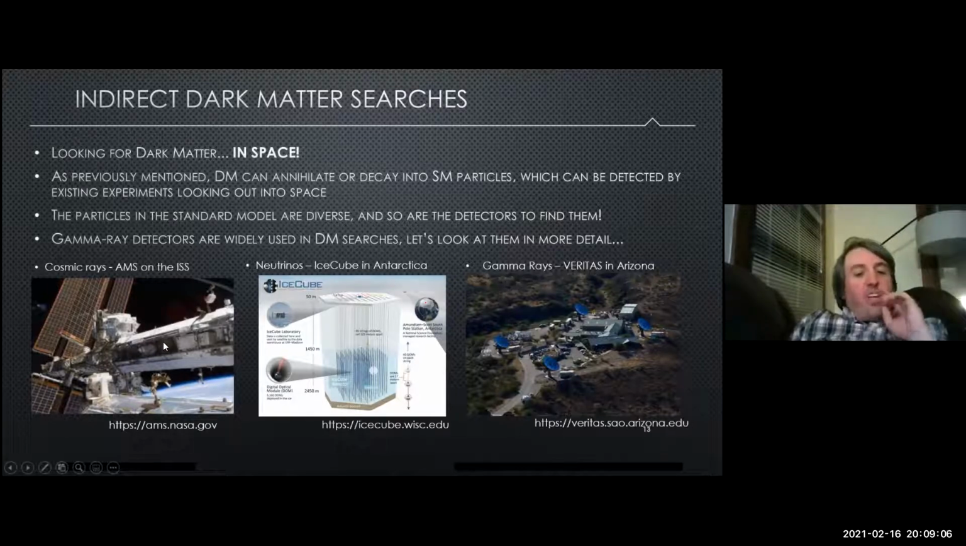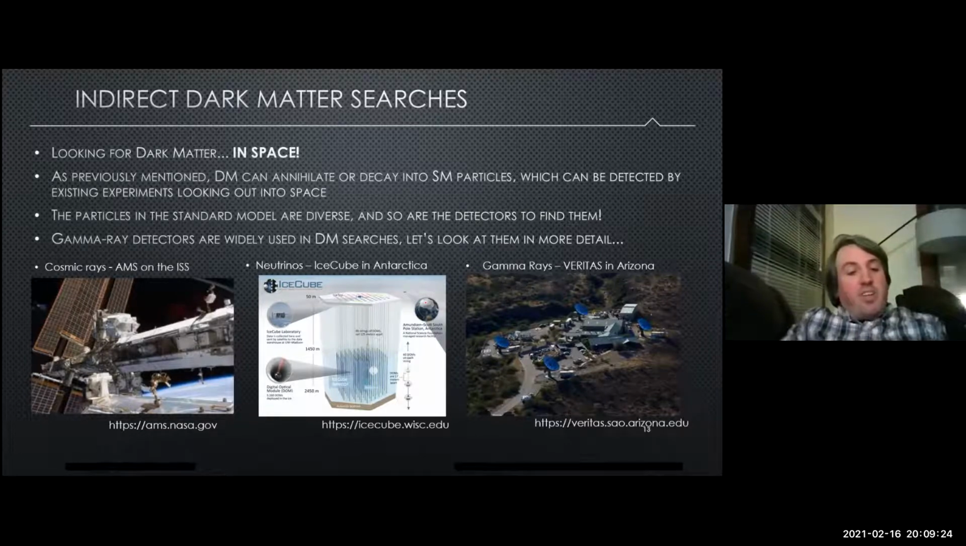You can look for them using cosmic rays, and one experiment that's done a really good job of that is called AMS, the Alpha Magnetic Spectrometer. I believe I got that right. It's on the International Space Station. It's maybe a meter or so large, and it's used to find dark matter from cosmic rays.